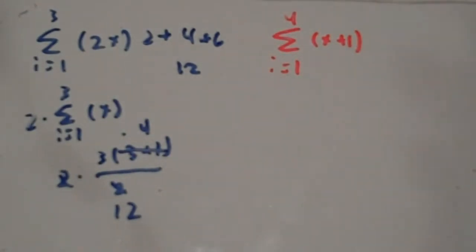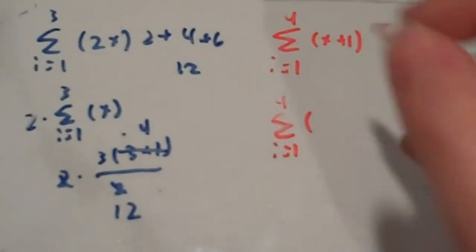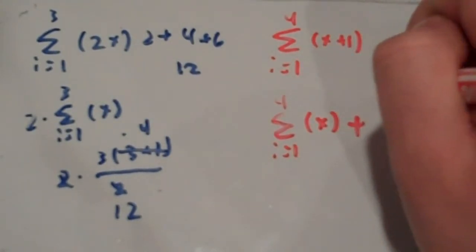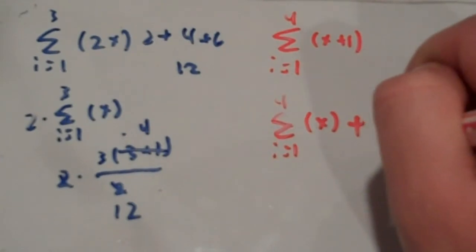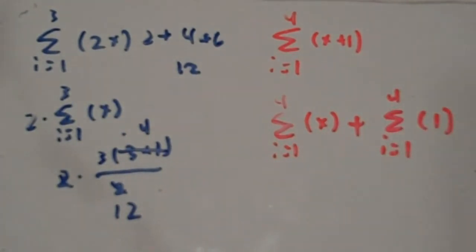Now, however, let's say that we're adding 2 terms, like x plus 1. Well, we don't have a summation formula for x plus 1. Luckily, we can split apart addition, as well as subtraction. For example, for the sum from 1 to 4, we can have it for x, and then plus the summation from 1 to 4 of 1. So we can do that.